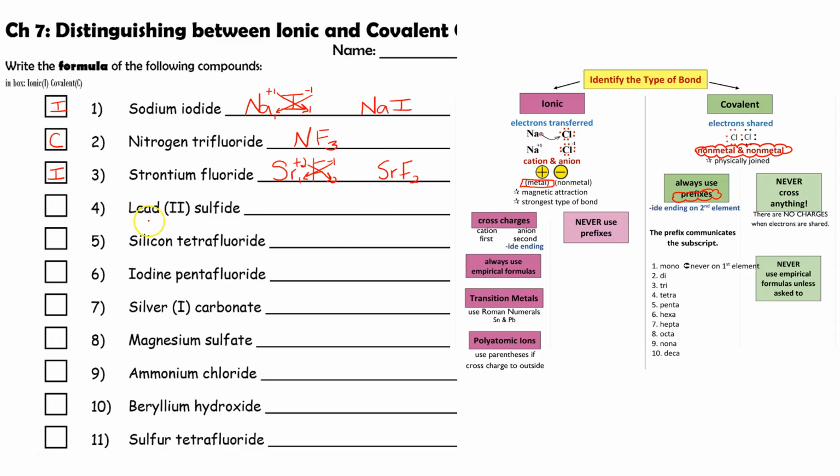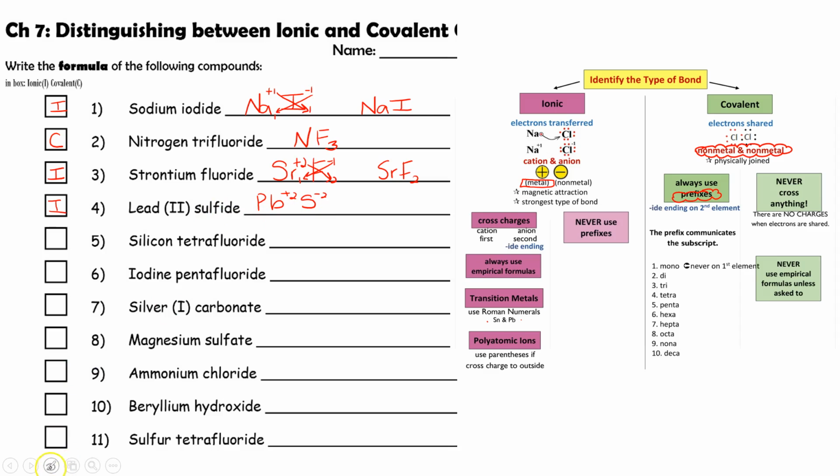Looking at number 4, lead 2 sulfide. I need to look up lead on the periodic table. It is definitely a metal. Remember that tin and lead are those two elements that are not transition metals, but they do need Roman numerals. So because I have a metal and I have a Roman numeral, I immediately know that that's ionic. The symbol for lead is Pb. Remember, the Roman numeral tells you the charge. I'm going to look up sulfur on the periodic table. Its charge is a -2.